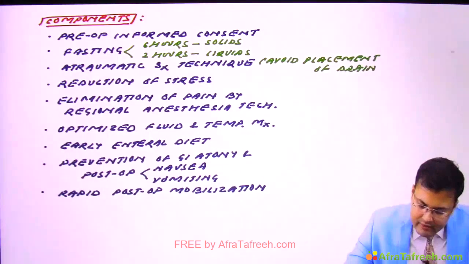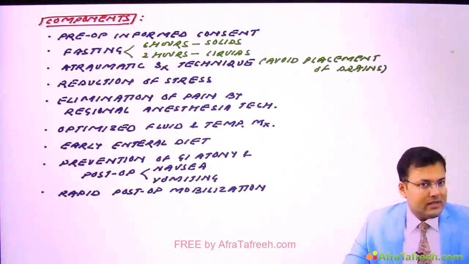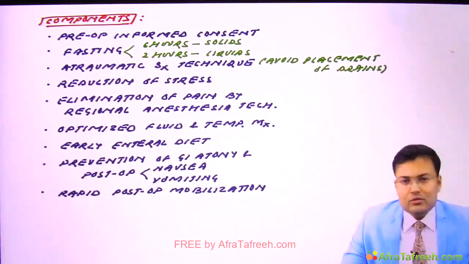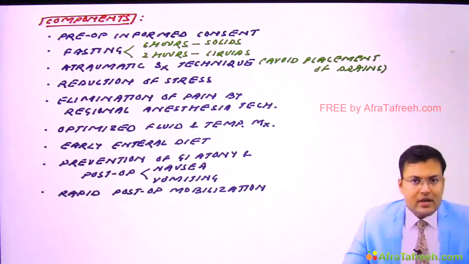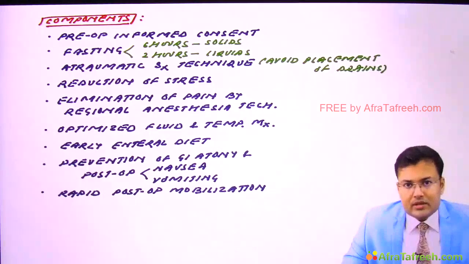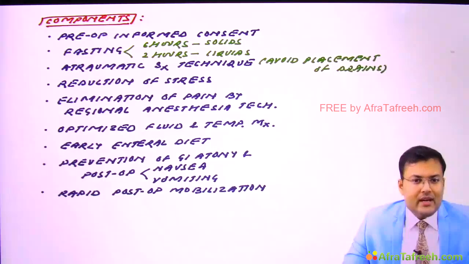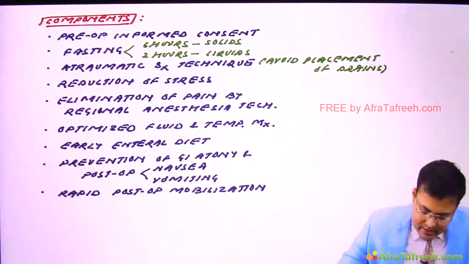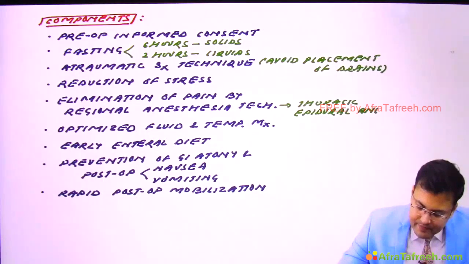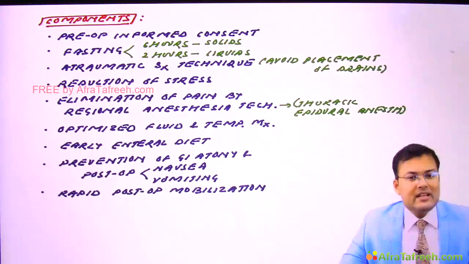Clear? We have to reduce the stress. So sometimes we have to give sweet drinks to the patient 2 to 3 hours before surgery. So how can you reduce the stress? By giving sweet drinks 2 to 3 hours before surgery. Elimination of pain by regional anesthesia technique. Which technique do we use here? We use thoracic epidural anesthesia. Clear?